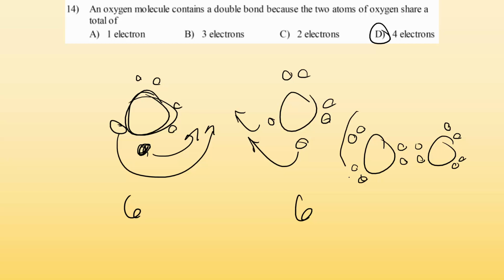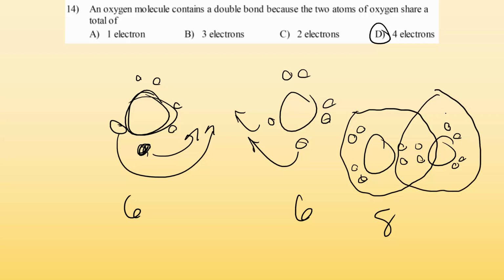So now, if you take a look at it, it's kind of like a Venn diagram. This oxygen has 8, right? Because it's got 4 kept and it's sharing 4. And this oxygen also has 8 because it kept 4 and it's sharing 4. That's how you get 8 valence electrons by sharing.